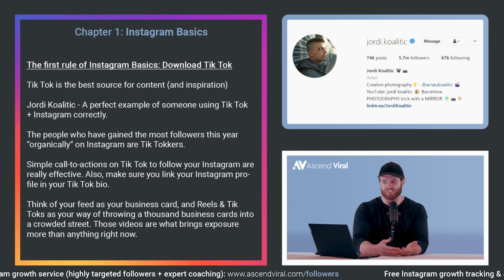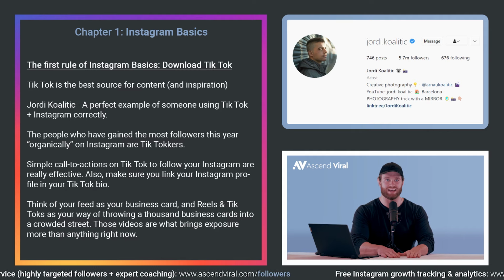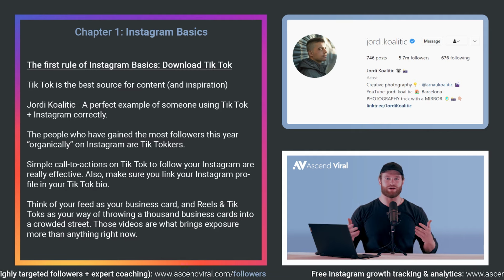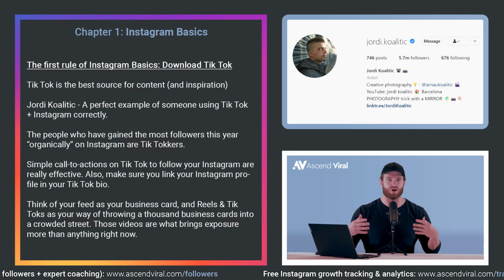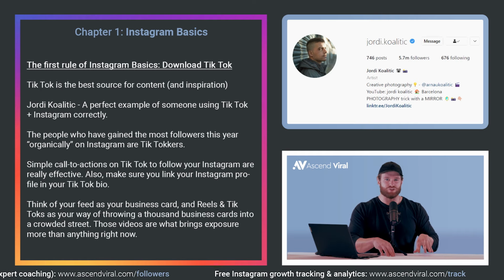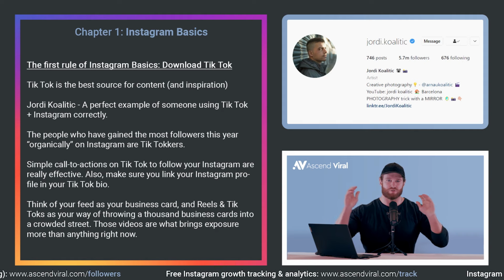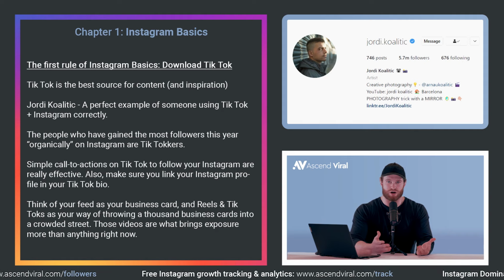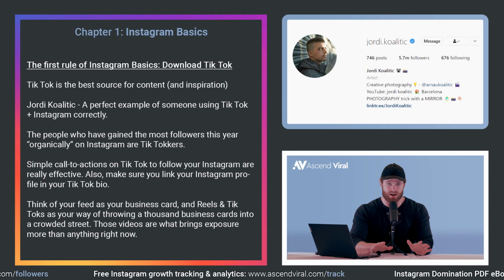So in summary, understand the Instagram game has changed. It's not about photos anymore. Consider Instagram as your mobile homepage, and TikTok, Reels, YouTube Shorts are the ways to drive traffic to your homepage. Think of your feed as your business card, and Reels and TikToks are basically your way of throwing thousands of business cards into a crowded street. Those videos are what brings exposure more than anything right now.